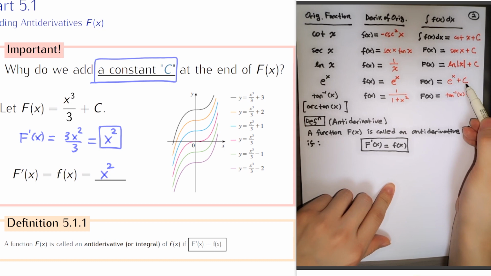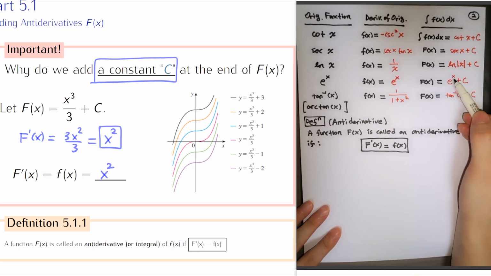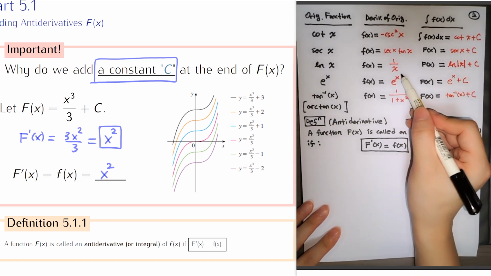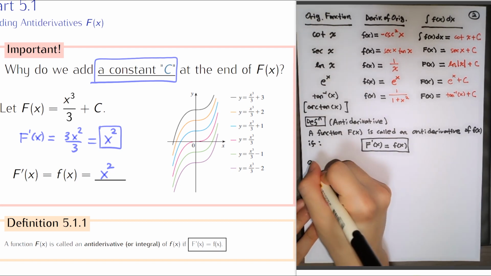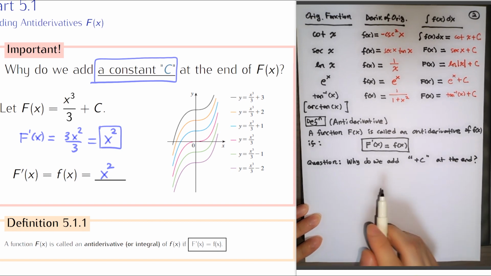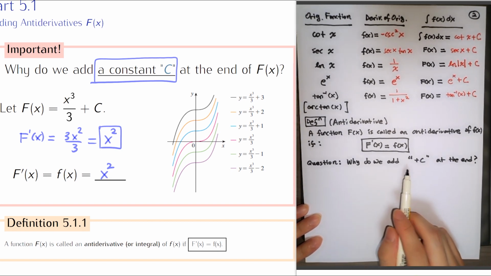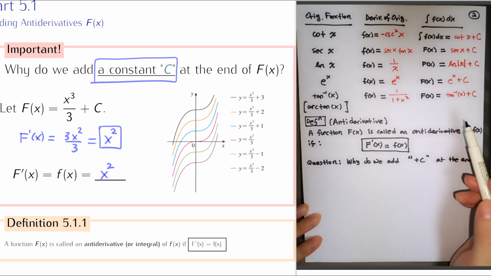Please note, now this reveals the secret of having plus c at the end. Because if you notice, the derivative of e to the x plus 1 becomes e to the x. The derivative of e to the x plus 2 becomes e to the x, and so on. So this brings us the following question. The question is, why do we always add plus c at the end for the antiderivative?